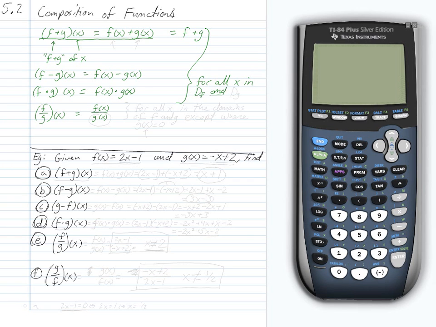Alright? Now all of these definitions, the first three at least, work for all x in the domains of f and g. In other words, we can't plug something into f plus g of x unless we're allowed to plug it into f of x and into g of x.